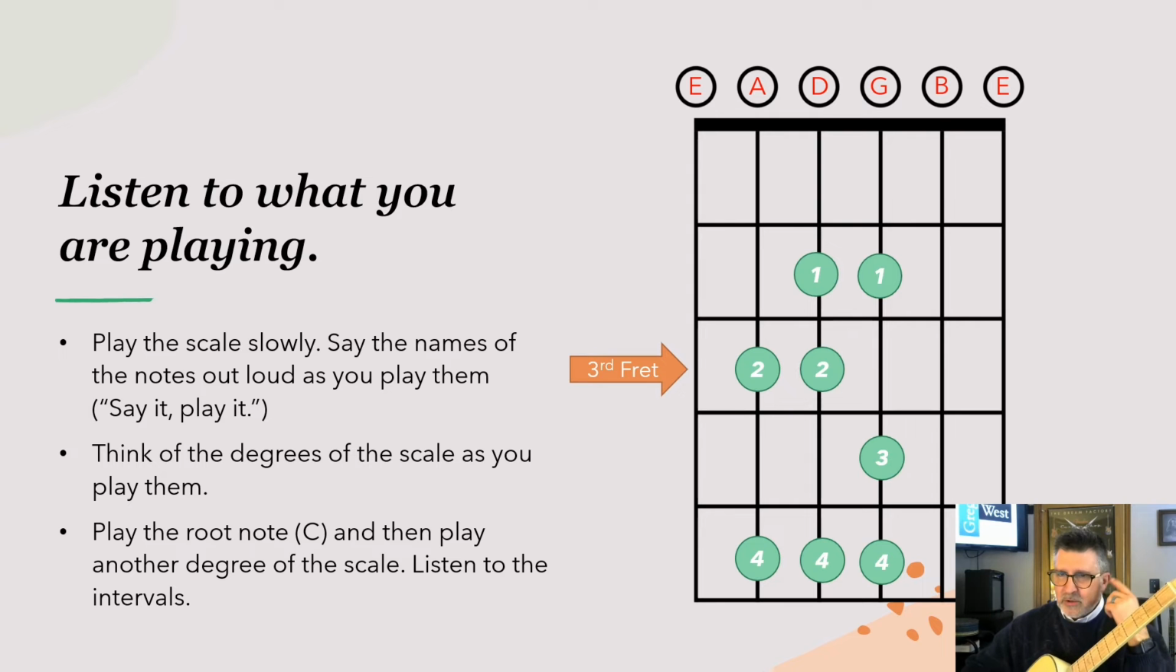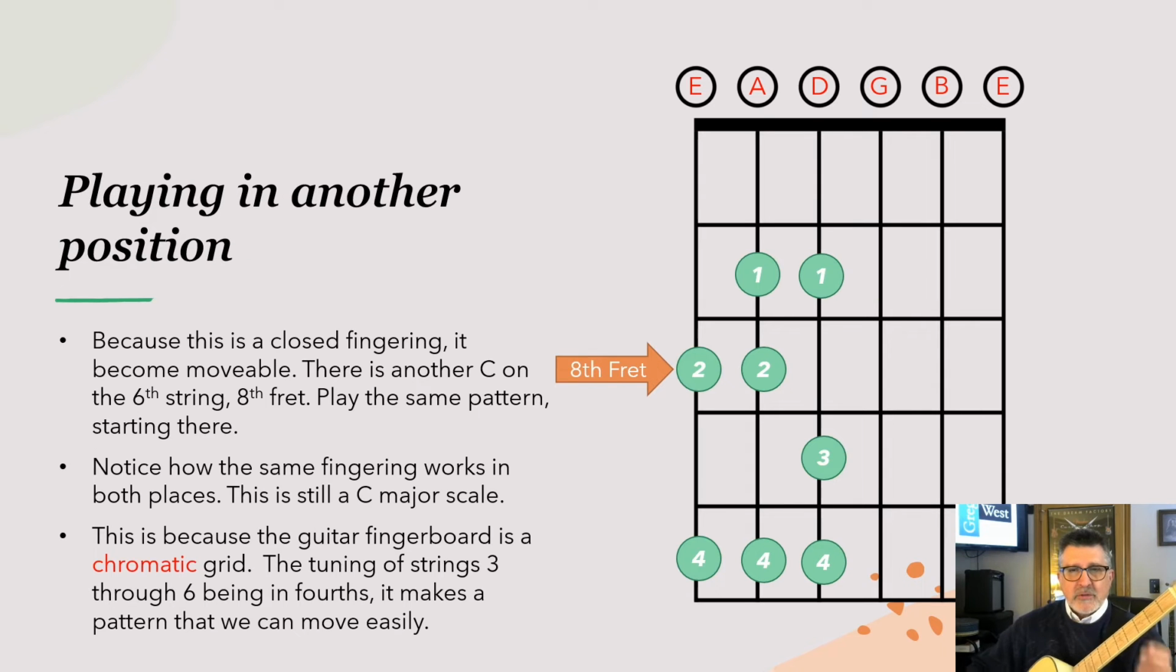Get those sounds in your ears so you begin to anticipate when you listen to a song how far your fingers have to move for the jump. It'll start to feel familiar to you with practice. Now, because this is a closed fingering, it becomes movable. You can move this pattern to another string or another fret, and you can make a major scale beginning on whatever note you choose.